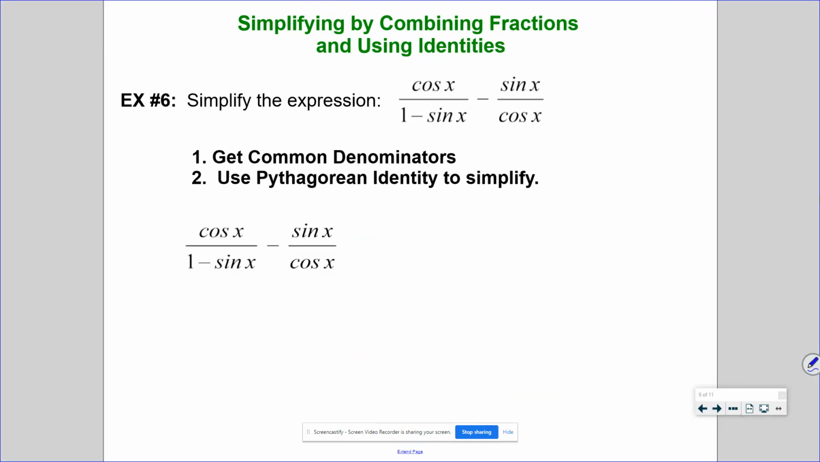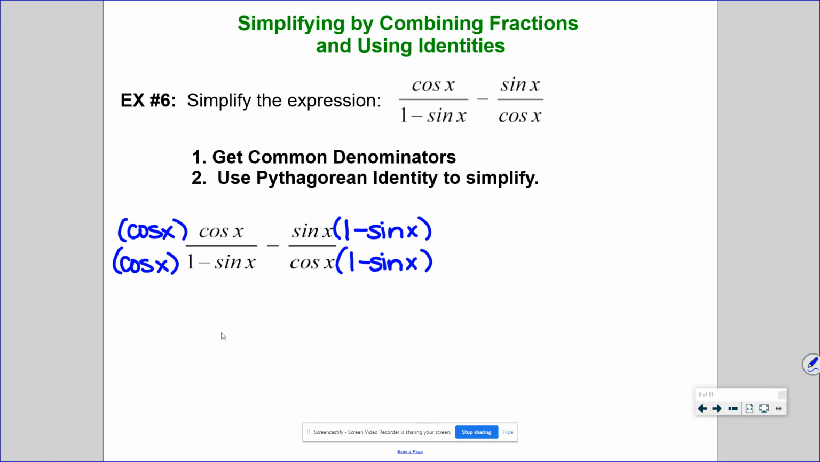Okay, let's look at another one. This one, they're going to give us more distinguished directions. What it says is to simplify, and they specifically request that we get a common denominator. So we're going to do that first. These 2 denominators don't have anything in common. So we're going to use the old trick where if they don't have anything in common, you just multiply by the opposite denominator. So I'm going to multiply this first fraction by cosine, because that's the denominator over here. And I'm going to multiply the second fraction by 1 minus sine, because that's the denominator over there.